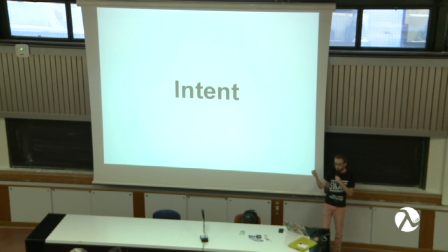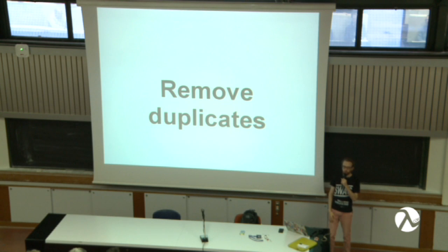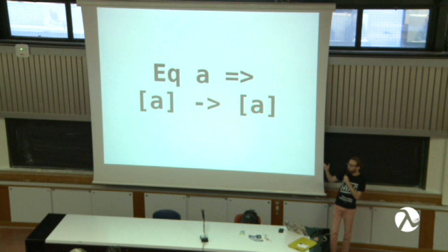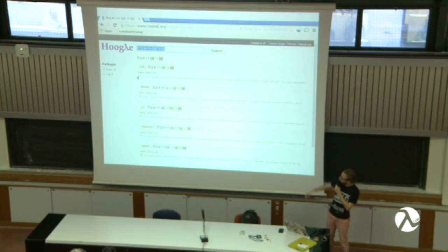And that's what's good, because you describe intent: instead of just saying types, you give it what you expect it to do. And there is a tool in the Haskell platform which is called Hoogle. It's a search engine for documentation. Let's say we want to remove duplicates from a list. So the type would be, I want to go from a list of A to a list of A, and the only thing I need to remove duplicates is knowing how to test for equality. So we just type that into Hoogle. And Hoogle tells us it's the nub function.